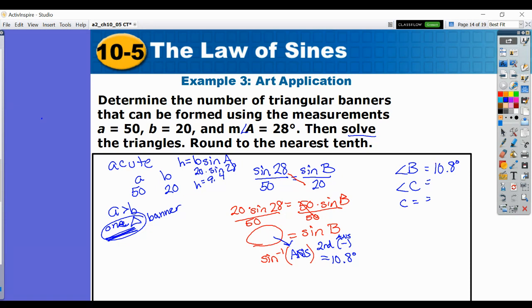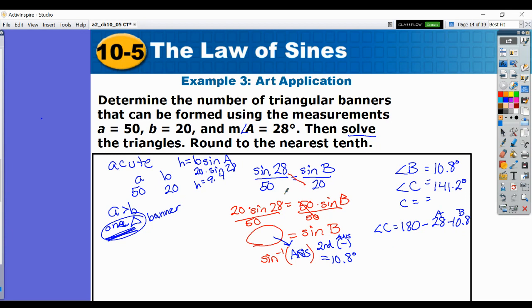Now I know angle B, and I know angle A, so I can probably find angle C. We already decided that there's one triangle, and by the way, it's going to be obtuse because of the drawing on the little chart page. So let's do 180 minus 28 minus 10.8 to find out what angle C is. So angle C is 180 minus angle A minus angle B, and we get 141.2 degrees. Now that we know angle C, we can find side C. One thing left to find.